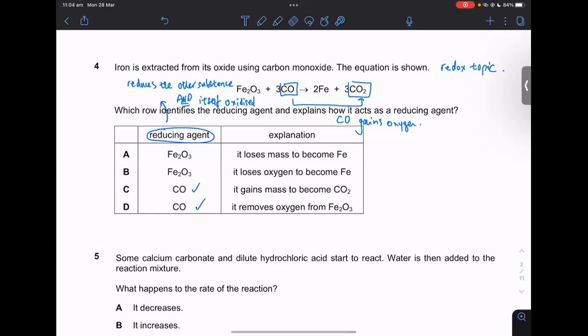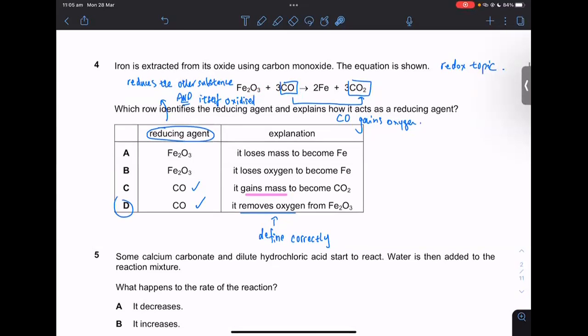Now between these two, some people thought the answer they will be gaining mass, but then we need to be very careful. Gaining mass is correct. It is indeed gaining mass, but the explanation for oxidizing or reducing agent is in terms of gaining and losing oxygen. So this is the correct definition. You need to define correctly, and you are not just looking for a correct fact. This is a correct fact, okay? But this is the correct explanation for oxidation and reduction. This one, it steals the oxygen. It gets the oxygen from the iron 3 oxide, and then it becomes CO2 then.